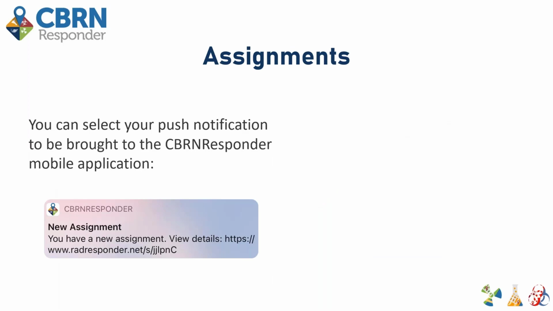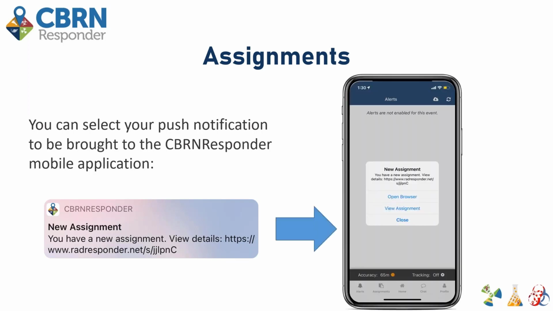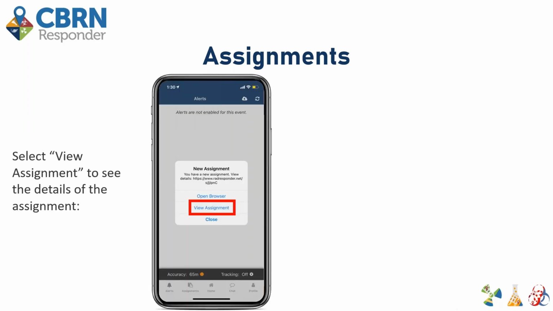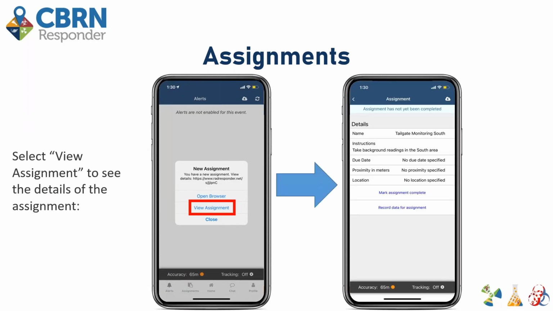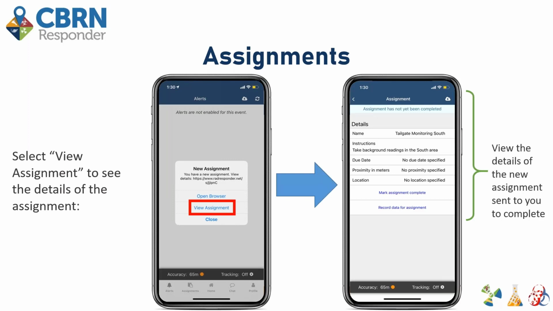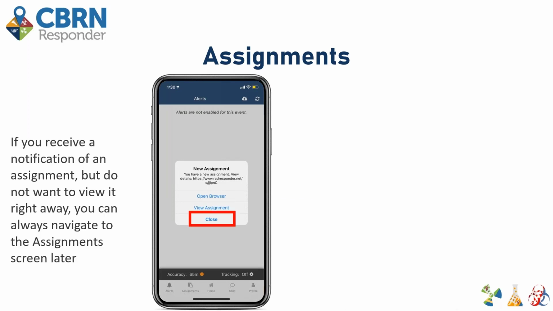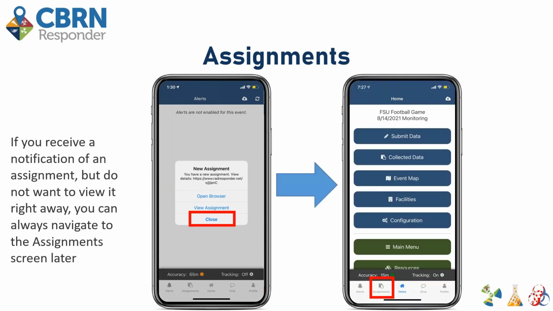Same goes for assignments. You'll get a similar notification, whether that be a push notification, text, or email. Again, all depending on the preferences that you set. You'll select View Assignment to see the details of the assignment. And same with alerts. If you don't want to view it right away, you can always just select Close and then navigate to the assignments page later.